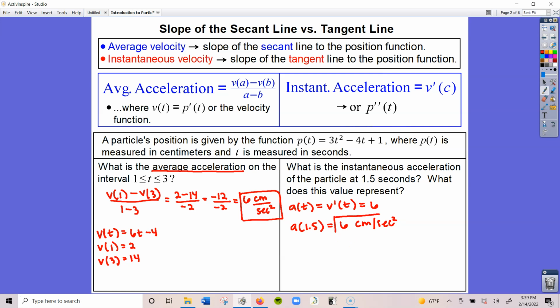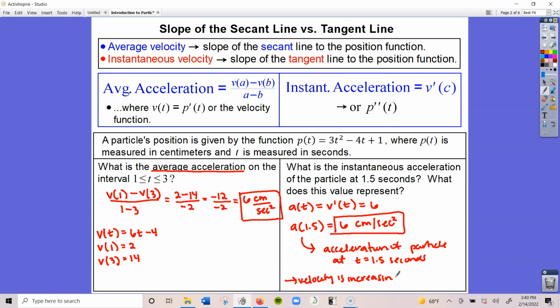So what this value represents is the acceleration of the particle at t equals 1.5 seconds. Acceleration also means that if it's positive, that means that the velocity, which is the previous function, is increasing, since it is the derivative of velocity. If acceleration is negative, then that would mean that the velocity is decreasing.